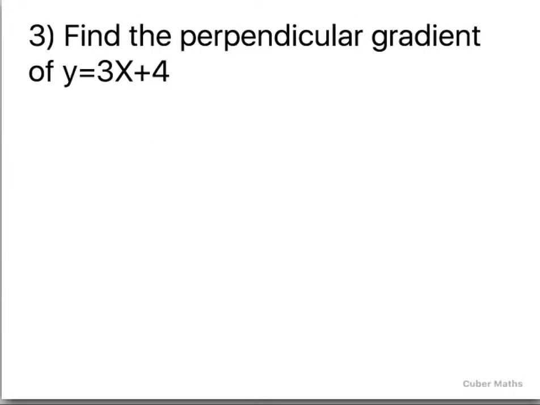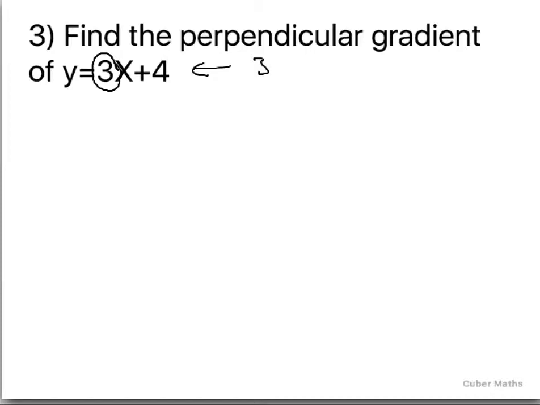Now here we have our third problem. It says find the perpendicular gradient of 3x add 4. So we know that our gradient of this equation here is 3, because of our y equals mx plus c, which tells us that it's 3. To find the perpendicular gradient, we want to find the negative reciprocal.